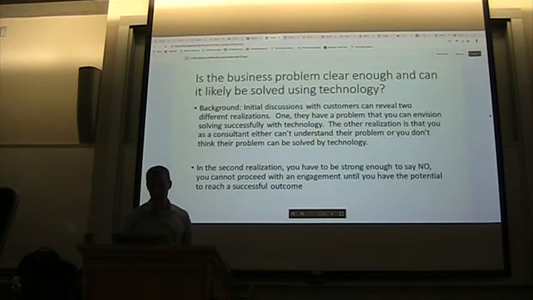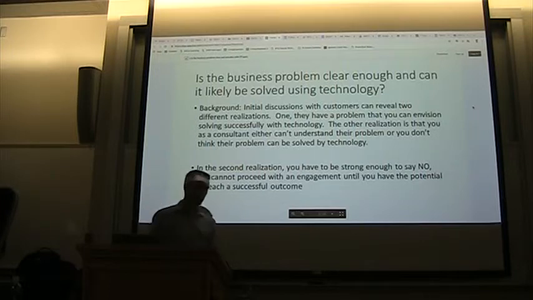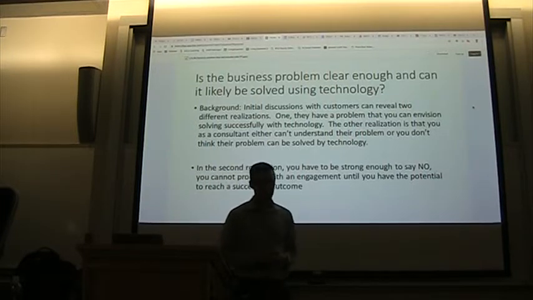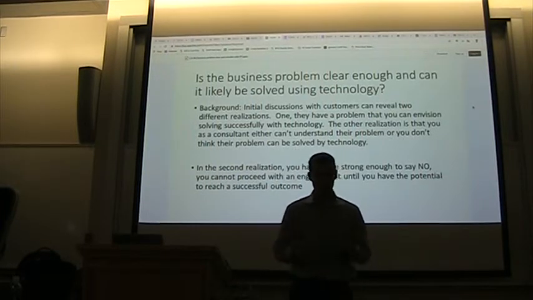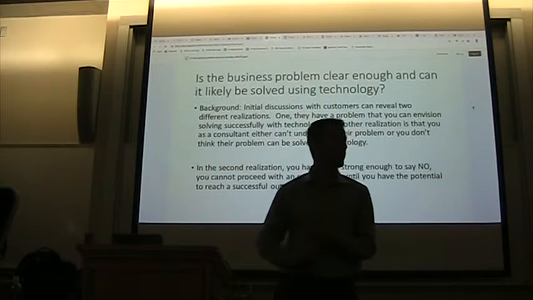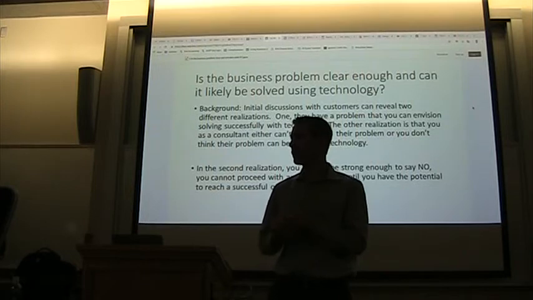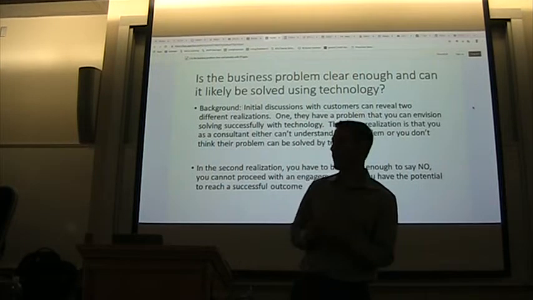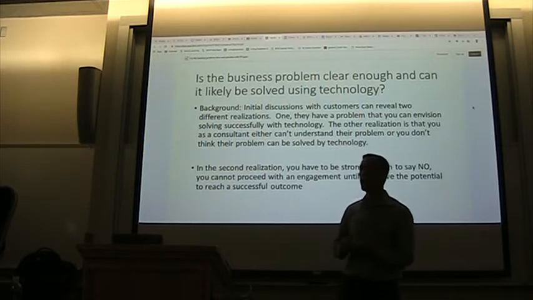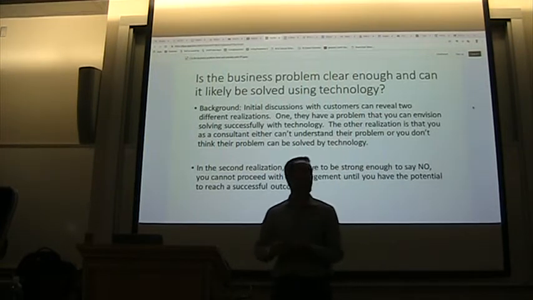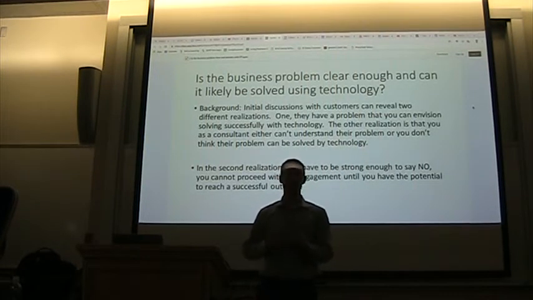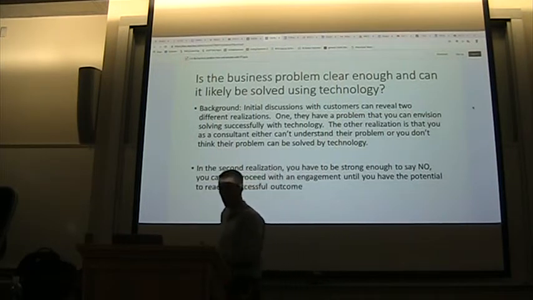The high-level idea here is that when you talk to people about their business problems, you're going to come to one of two conclusions. One, I think this is a problem that can be solved with technology, or two, I don't think this is a problem that could be solved with technology. And you should be hopefully strong enough to say no, rather than taking on the project if there's no chance in this world that you're ever going to succeed, regardless of how good of a programmer you are.